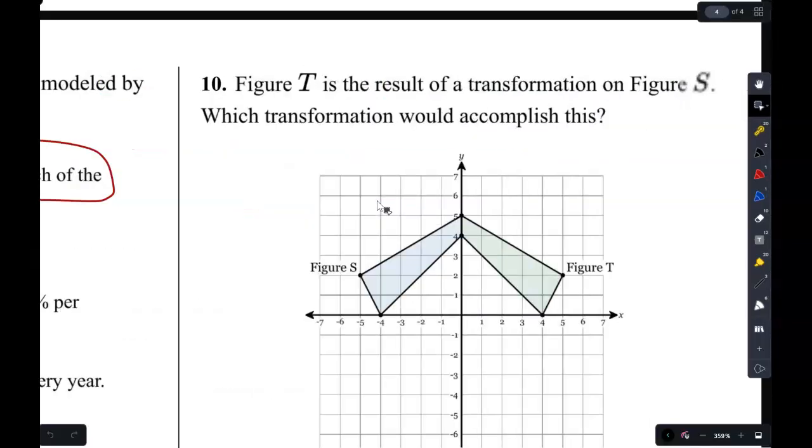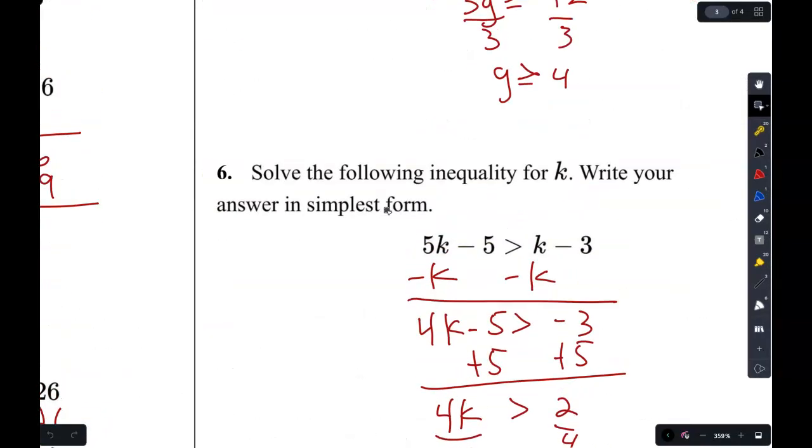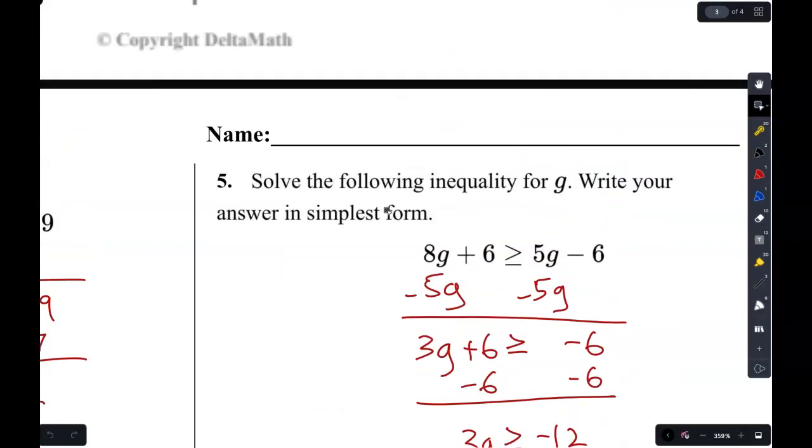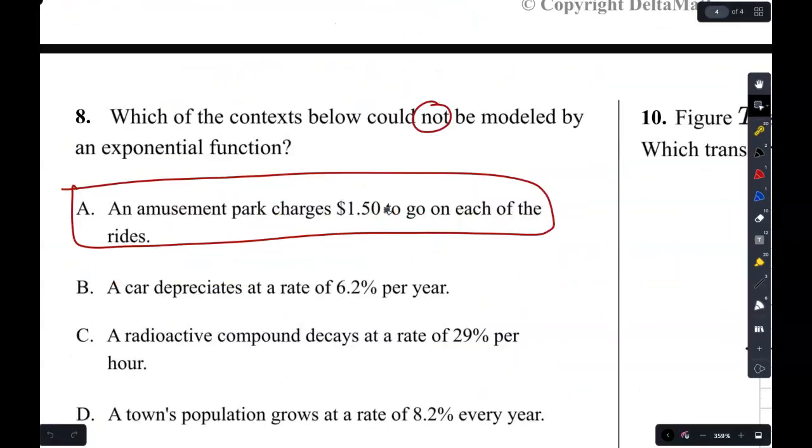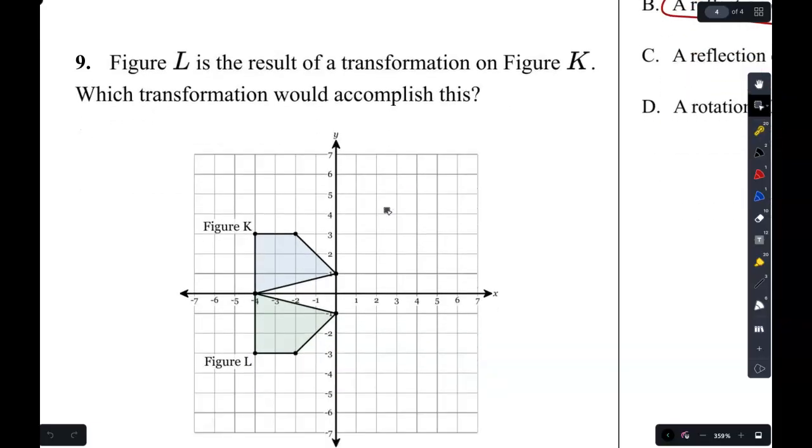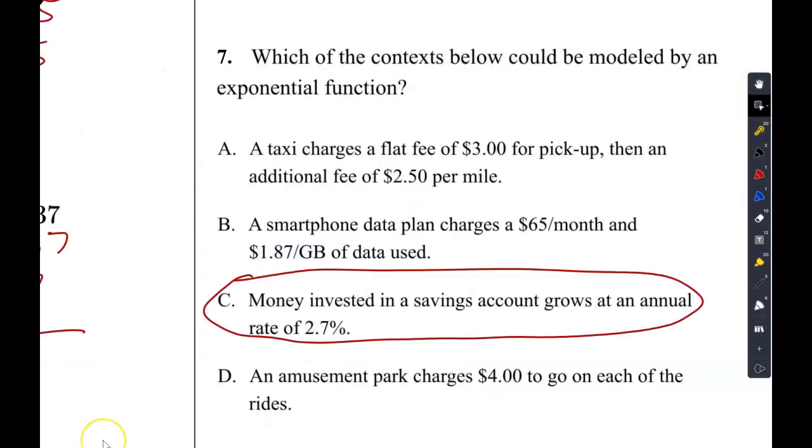All right, let's take a look at another one. Okay, I want to apologize for being a little bit out of order, but I want to do another problem like what we just did, which is: which context below could be modeled by an exponential function?